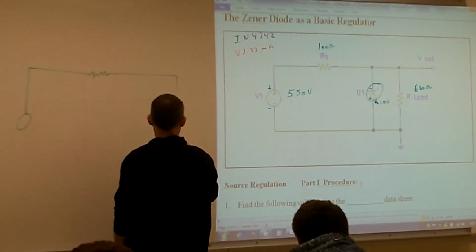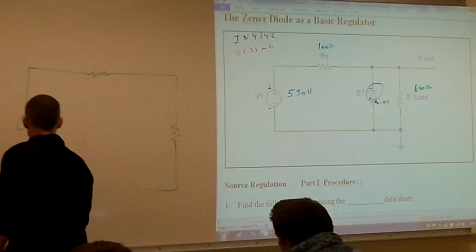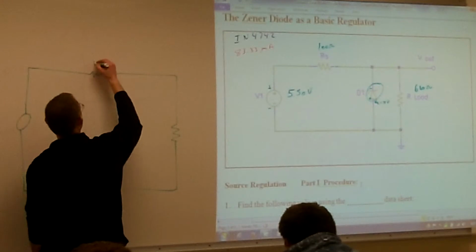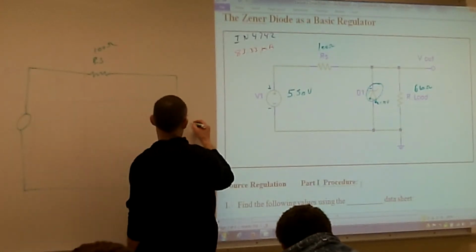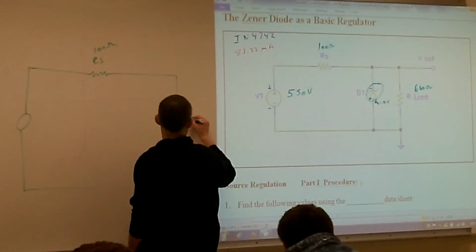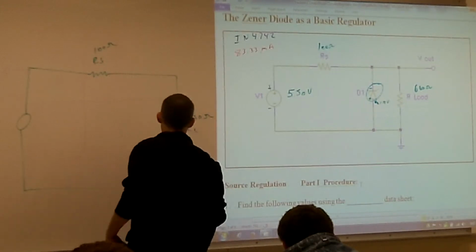So we're going to treat that Zener as an open, so it's not even part of our circuit. Here's RS of 100 ohms, and I have my RL of 680 ohms.